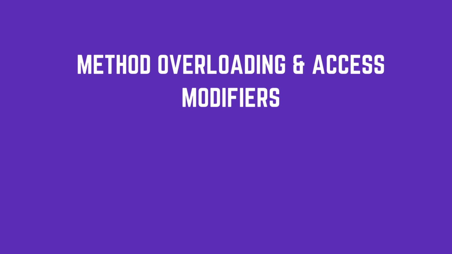Access modifiers. Access modifiers control the visibility of classes, methods, and variables. They determine which parts of a program can access certain elements. Public, accessible from anywhere. No restrictions on access. Private, accessible only within the same class. Restricts access from outside the class.